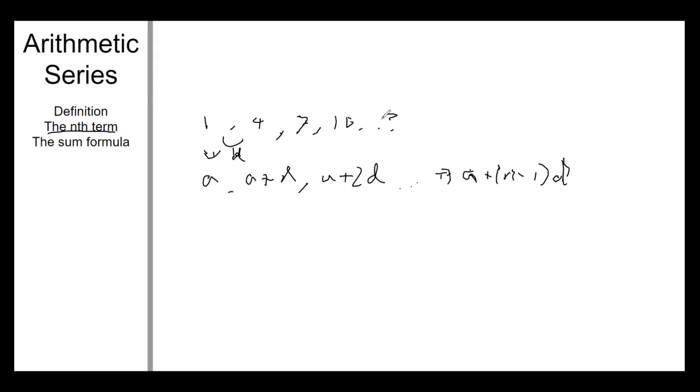Let's go up to 13. And say you wanted to find the sum of these 5 numbers. Well, first of all, you can just add them. 1 plus 4 is 5, plus 7 is 12, plus 10 is 22, plus 13, you get 35. You won't always be able to do this when you have a lot more terms than 5, or the numbers are really big and you might make mistakes.